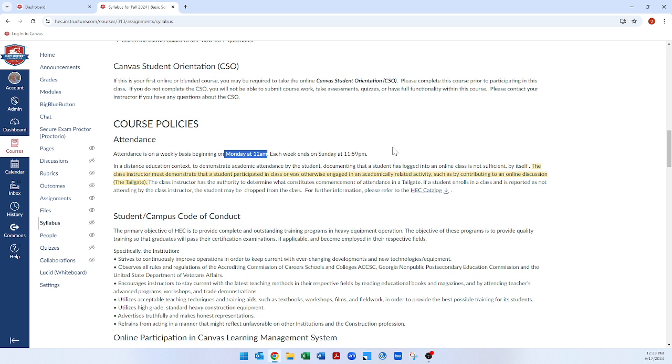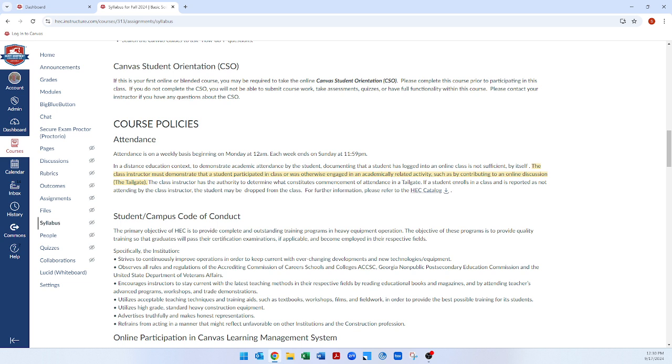So let me just read what this says. This is a policy here. In a distance education context, which this is, to demonstrate academic attendance by the student, documenting that a student has logged into an online class is not sufficient by itself. The class instructor must demonstrate that a student participated in class or was otherwise engaged in an academic-related activity, such as by contributing to an online discussion.